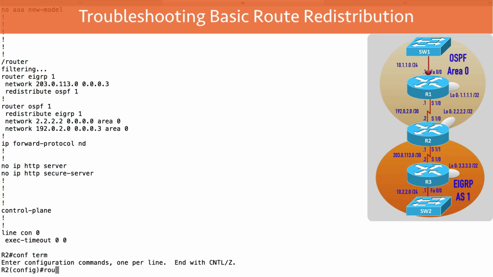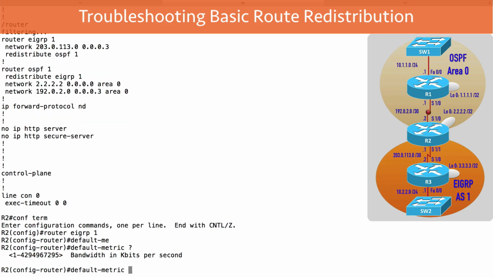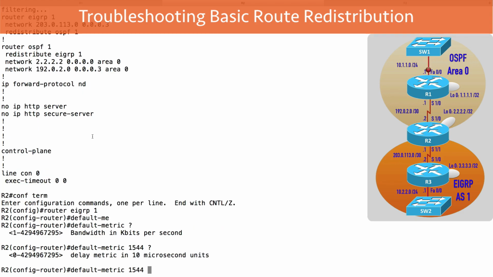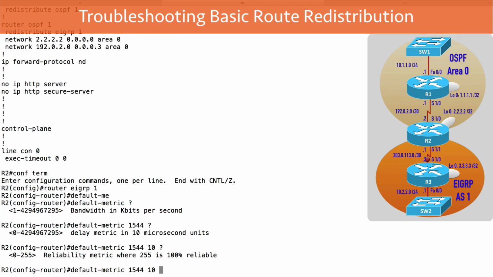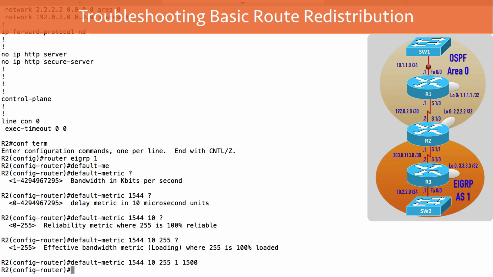Let's go into router EIGRP 1, and we can set a default metric. We can say default-metric, and I'll say that my bandwidth is a T1 speed, 1.544 megabits per second. I'll say that my delay is 10, where the unit of measure is in tens of microseconds. I'll say that I am 100% reliable, I am minimally loaded, and I have a default MTU of 1500 bytes.